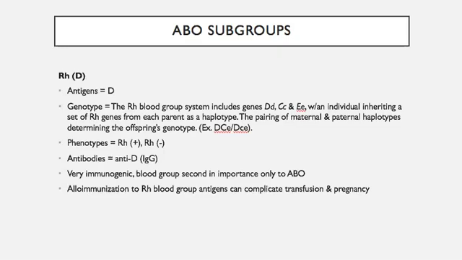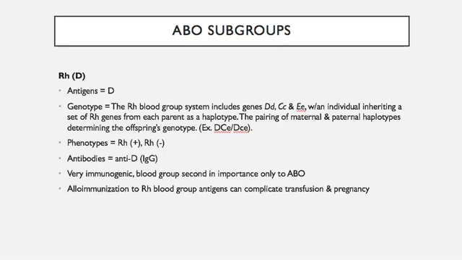Okay, and then with the Rh or the D antigen, the genotype: the Rh blood group system includes big D, little d, and again, remember little d is not really a real thing. We just use that as a placeholder to represent the lack of the D antigen, whereas big C, big E, little e, those are antigens.